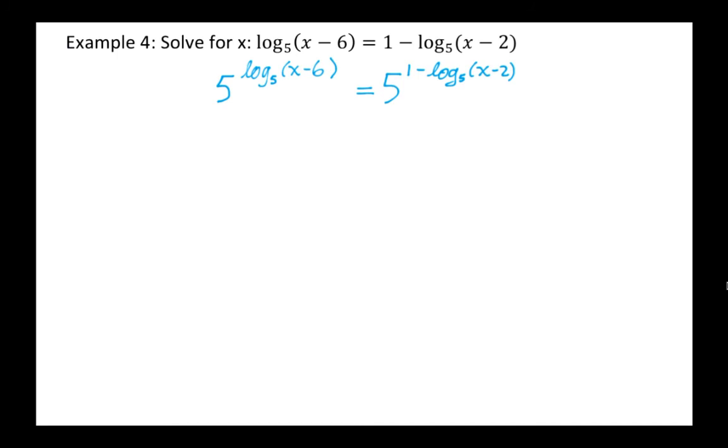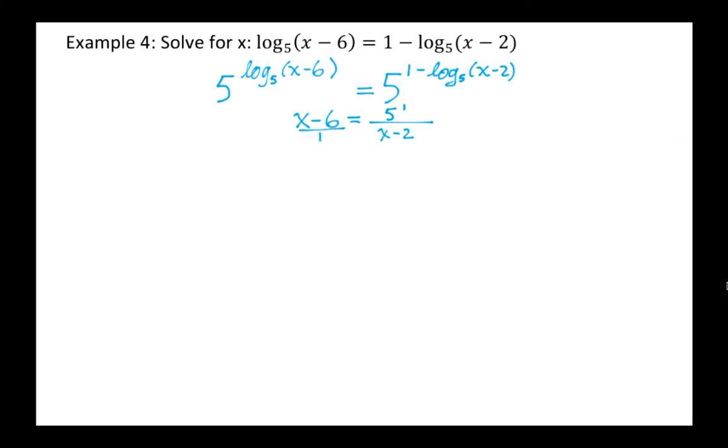And now I'm going to use my laws of exponents to simplify both sides. So the left side is pretty simple. 5 to the power of and log base 5 are inverses of each other, so we just get x minus 6 on the left. On the right, let me just do a little bit of explaining. So 5 to the 1 is obviously here. And then since it's a minus, when you're subtracting exponents, it's because you have 5 to the 1 divided by 5 to the log base 5 of x minus 2. So 5 to the power of and log base 5 are inverses of each other, so we just get x minus 2 that results here.